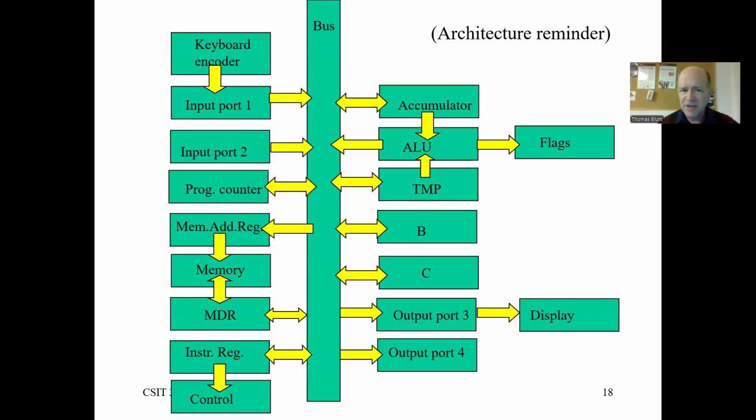And again, here is that architecture. We have some inputs. We have some outputs. We have the program counter, the memory address register, memory data register, instruction register, which talks to control. The accumulator and the temp talk immediately to ALU, which talks to flags. We have B and C to hold extra little things, and we have output ports.